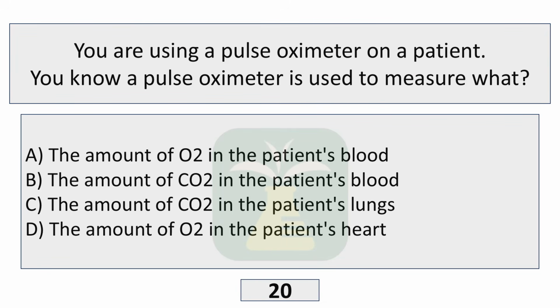You are using a pulse oximeter on a patient. You know a pulse oximeter is used to measure what? A. The amount of O2 in the patient's blood. B. The amount of CO2 in the patient's blood. C. The amount of CO2 in the patient's lungs. D. The amount of O2 in the patient's heart.